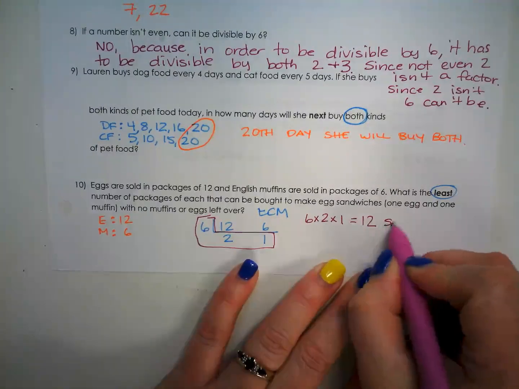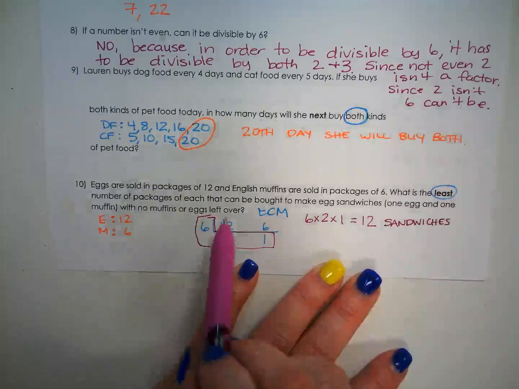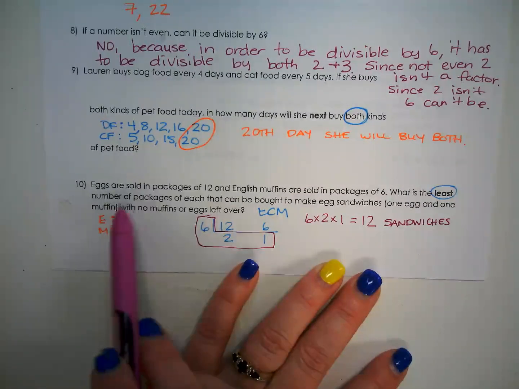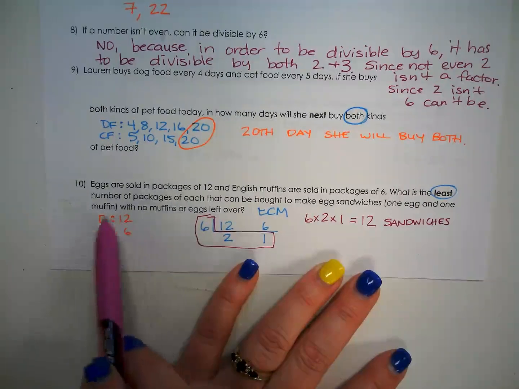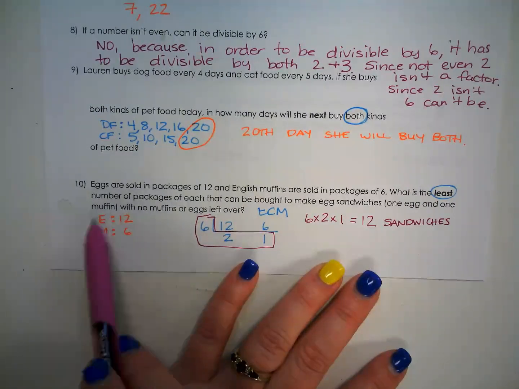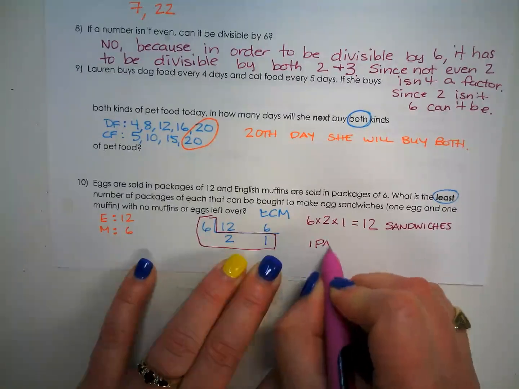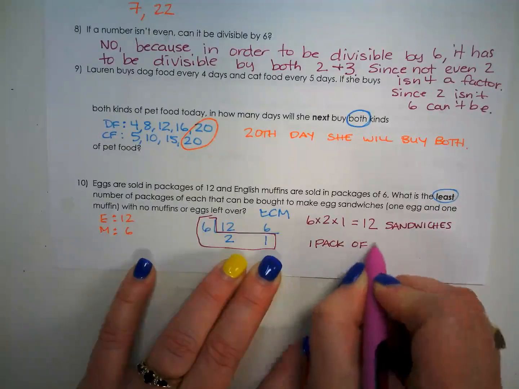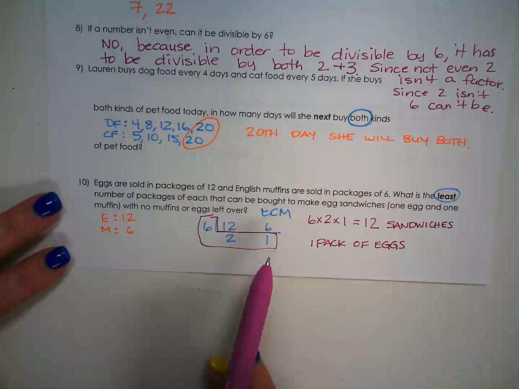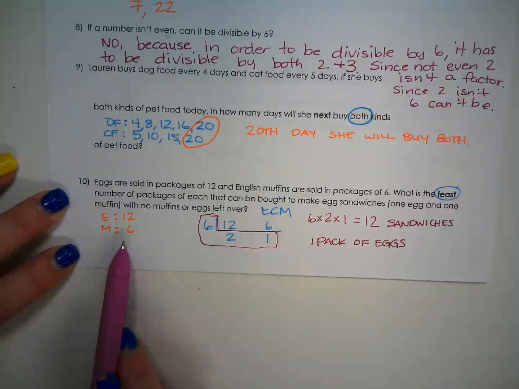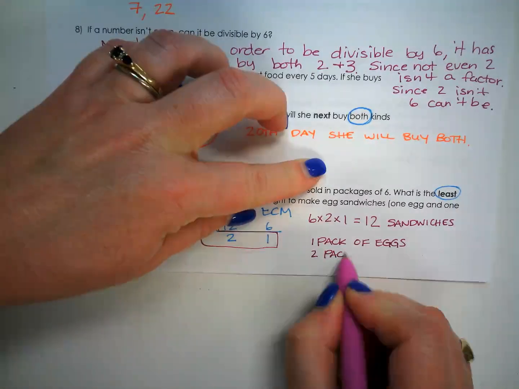So that's 12 sandwiches, and this is where we got to be a little bit more specific. The question asks, how many packages? What's the least number of packages of each that I can buy? So if I need 12 sandwiches, I need 12 eggs. Well, I can buy 1 package of eggs, and if I need 12 sandwiches total, and they come in 6s, I'm going to actually need 2 packs of muffins to get 12 total.